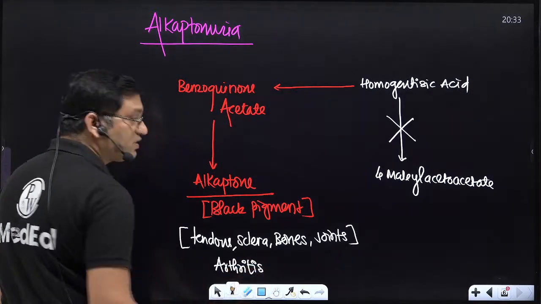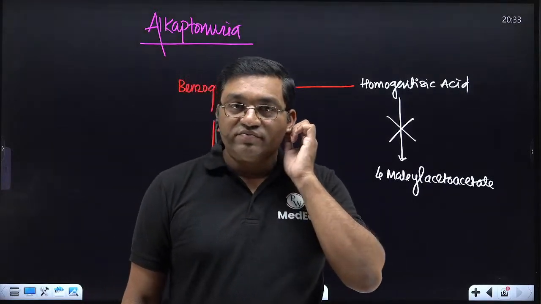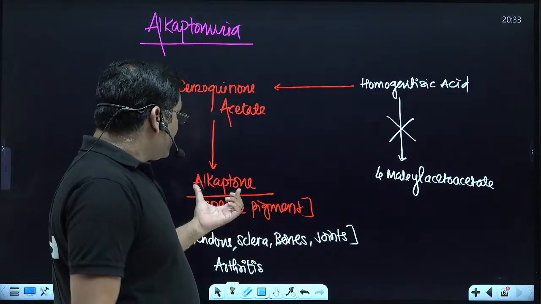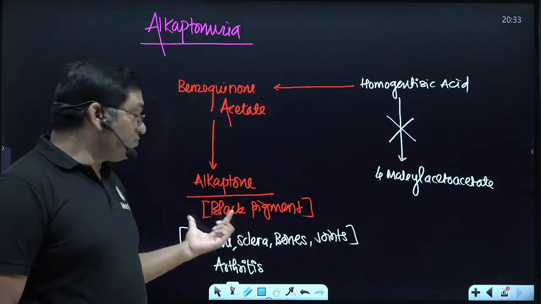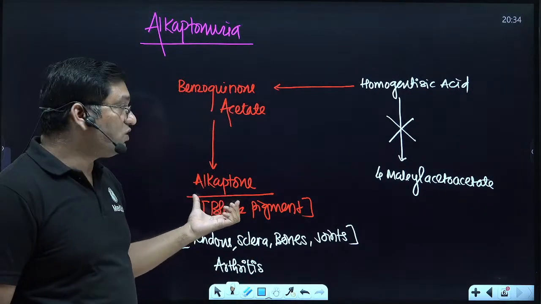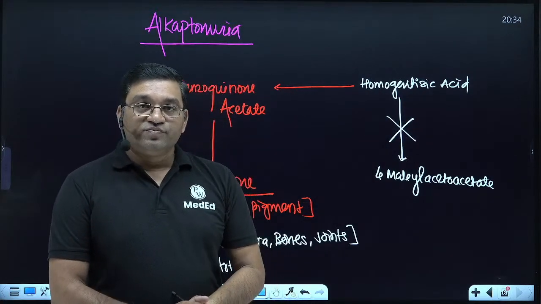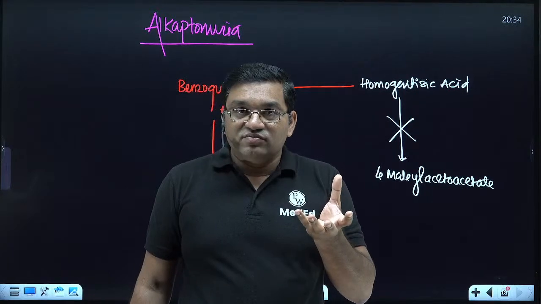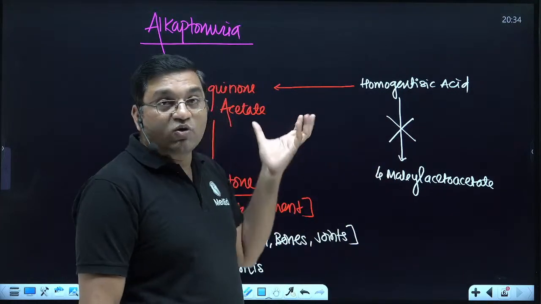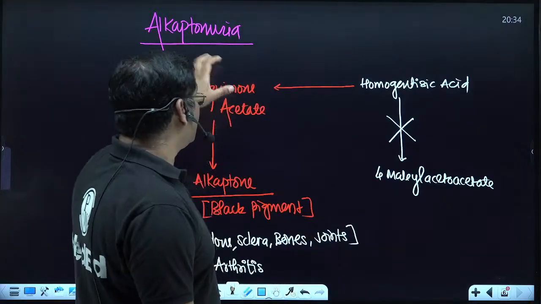Arthritis also gives the black discoloration of cartilage of the nose, ear, legs. This is the reason for the black pigment formation, because benzoquinone acetate on polymerization gives alkaptone. This is the alternate route of homogentisic acid. Urine turns dark on standing, or on alkalinization it becomes dark or brown in color, because of homogentisate oxidase.